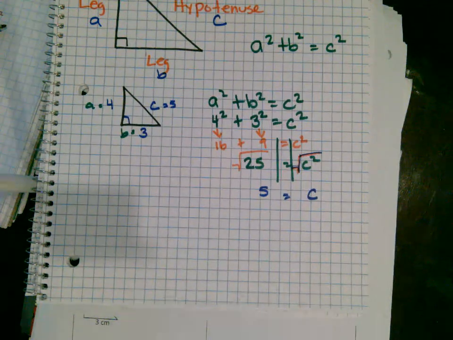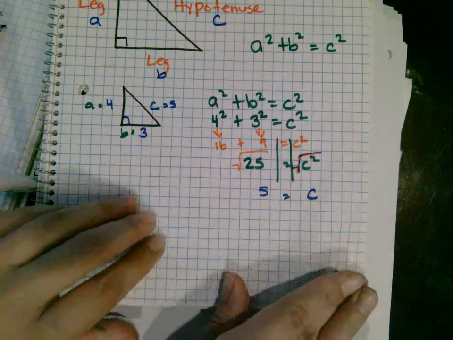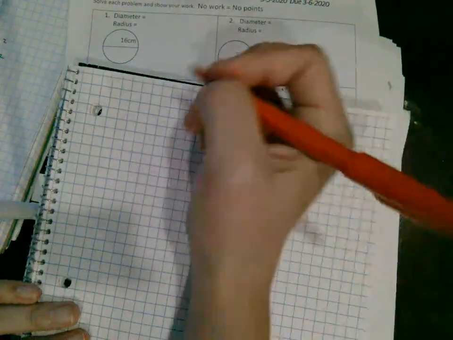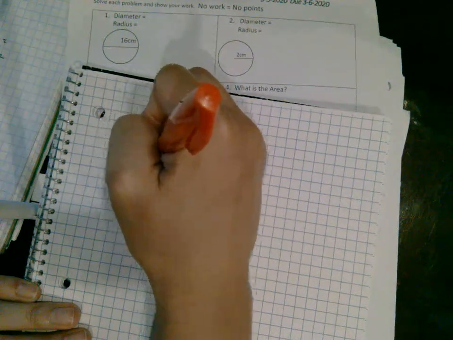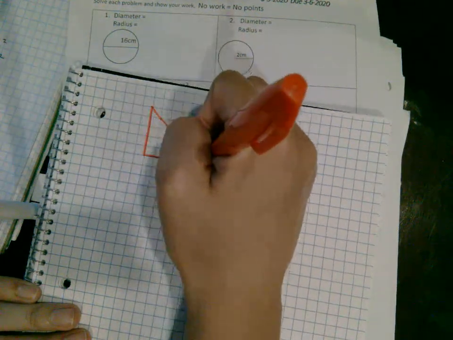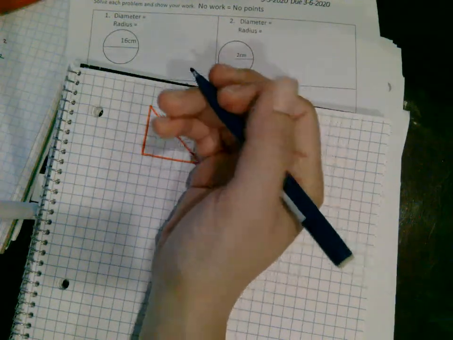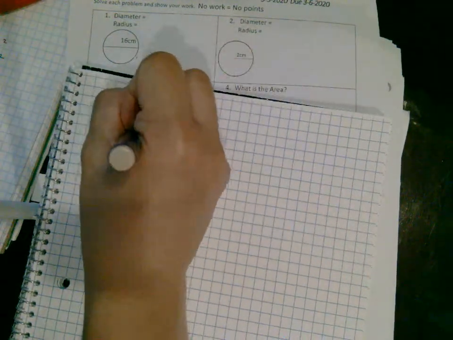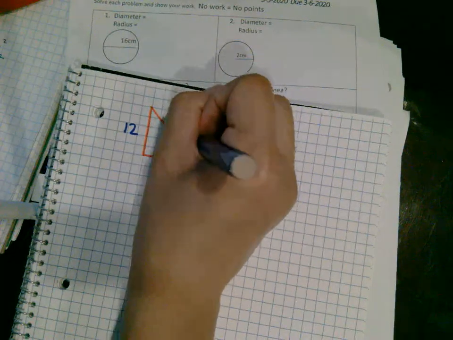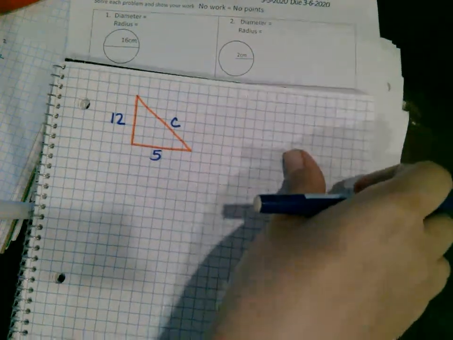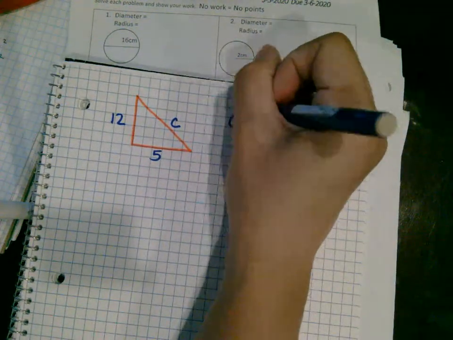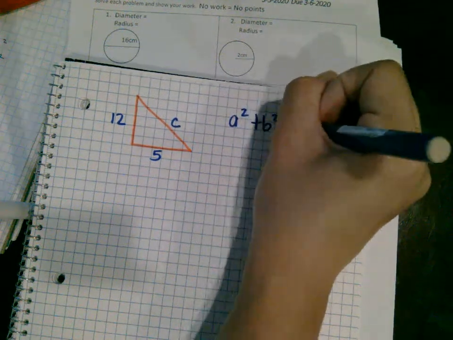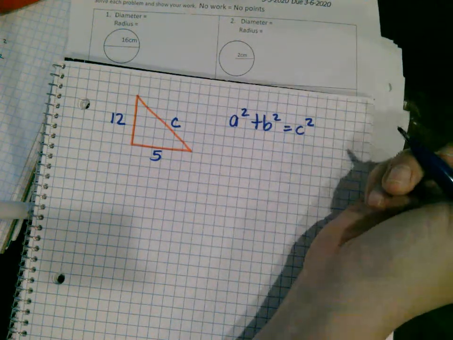All right, let's do a couple more. This one takes just practice. It's not very hard. All right, let's do this one. So 12, 5, C. So we're going to use a formula, a squared plus b squared equals c squared, right?